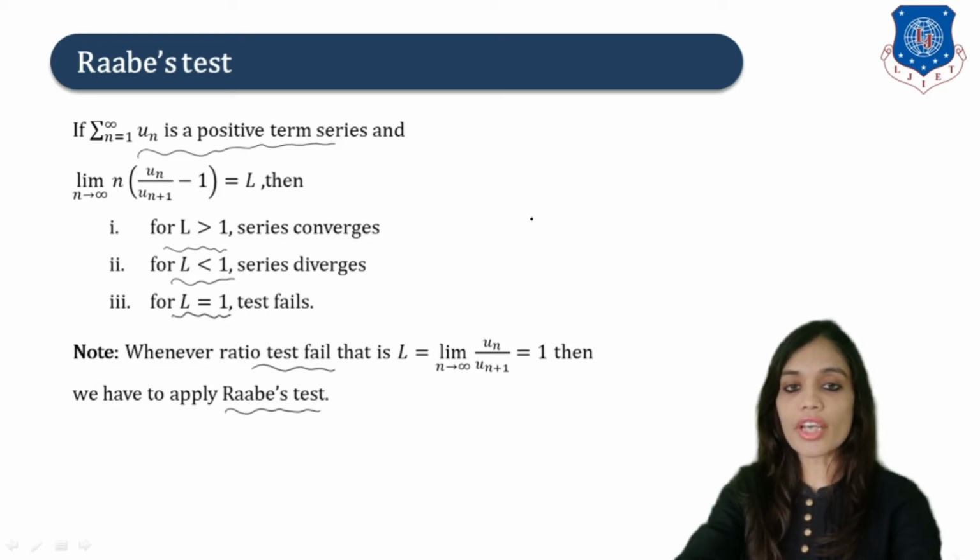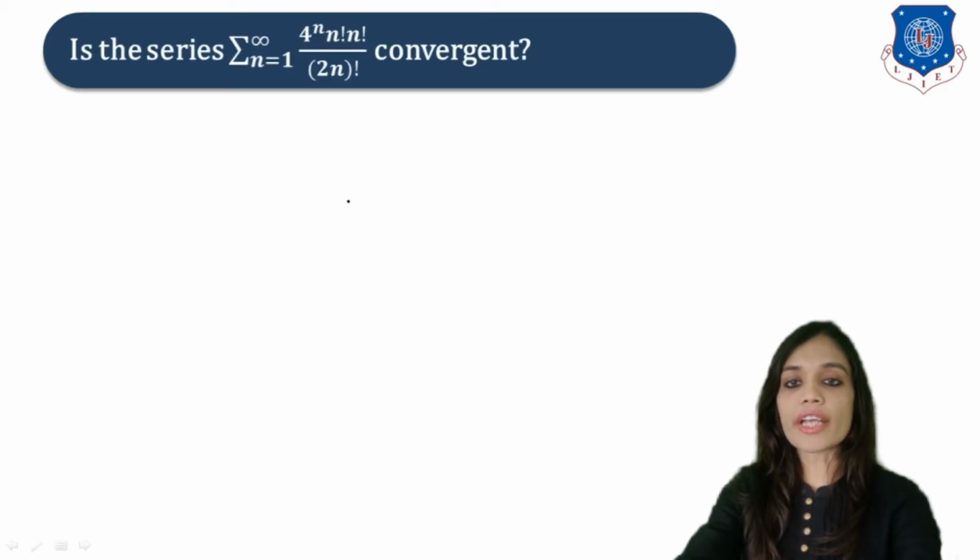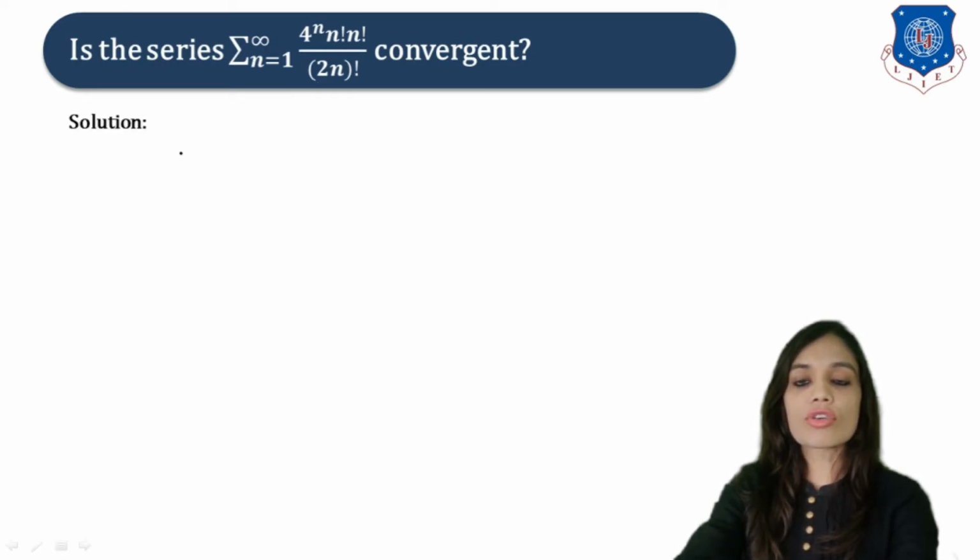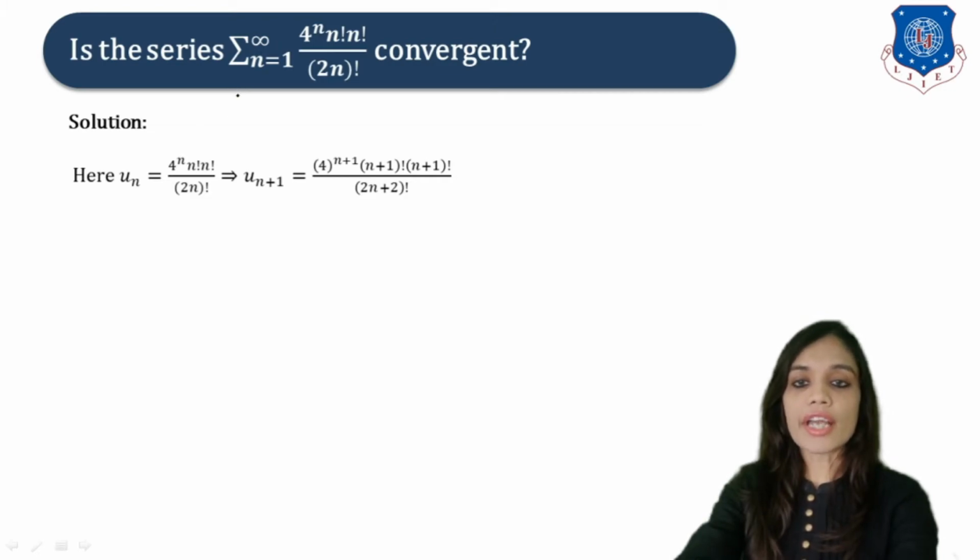Okay. So, whenever the ratio test fails, we have to apply which test? Raabe's test. Okay. So, now let us find the convergence of the series summation n is equal to 1 to infinity 4 raised to n into n factorial upon 2n factorial. So, let us start with its solution. Firstly, we will apply ratio test, right?